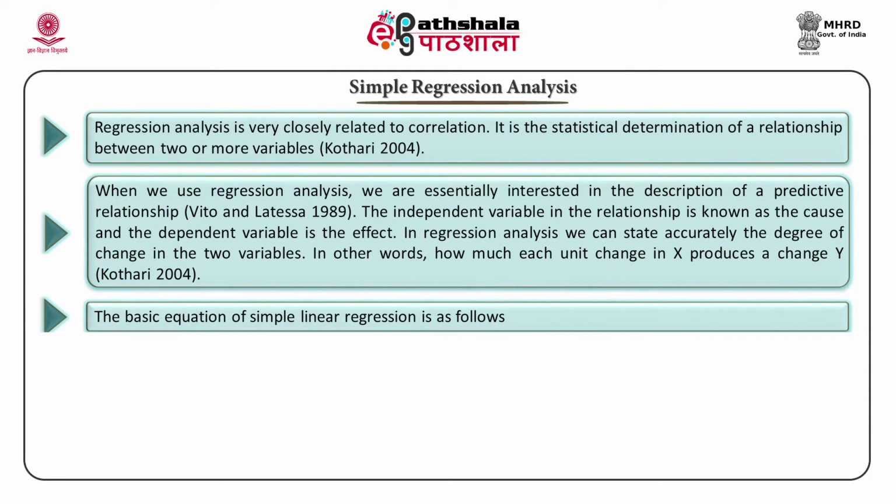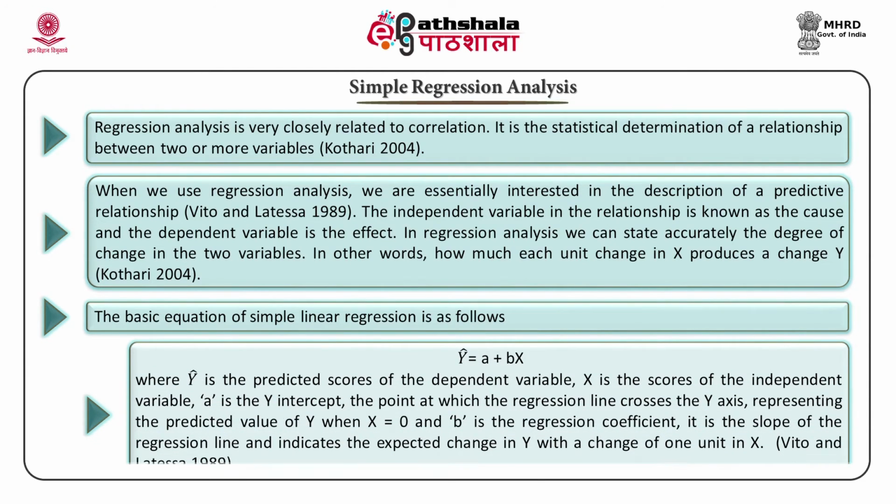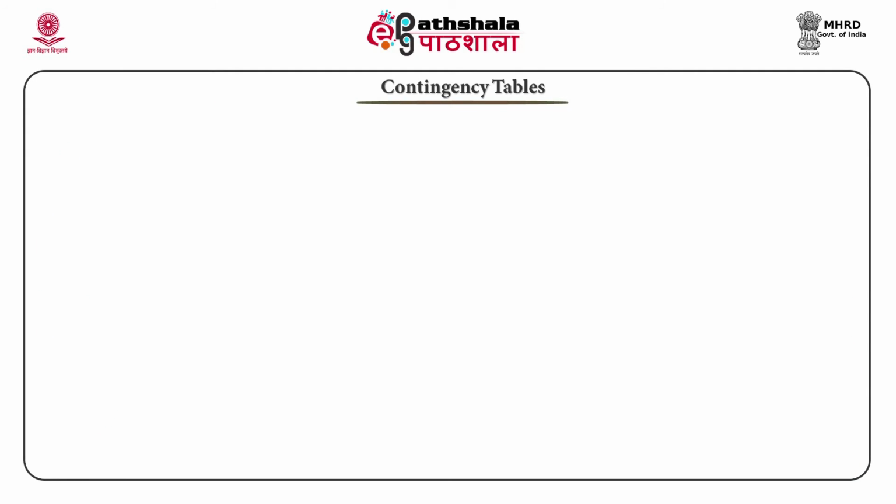The basic equation of simple linear regression is as follows. Y-prime is equal to a plus bx, where Y-prime is the predicted scores of the dependent variable, x is the scores of the independent variable, a is the y-intercept, the point at which the regression line crosses the y-axis, representing the predicted value of y when x is equal to 0, and b is the regression coefficient. It is the slope of the regression line and indicates the expected change in y with a change of 1 unit in x.